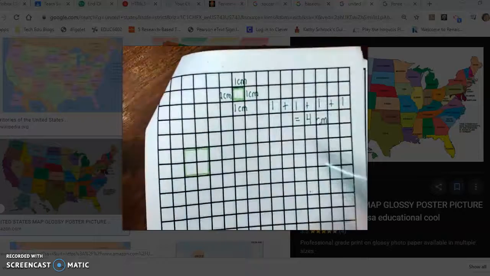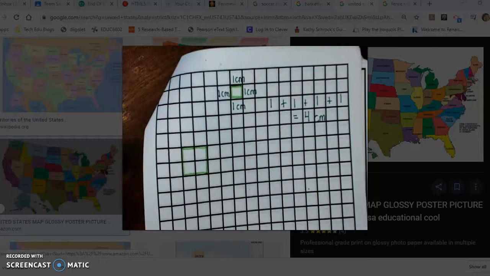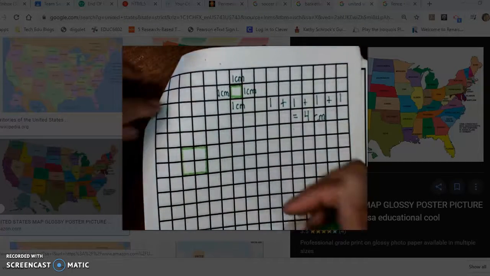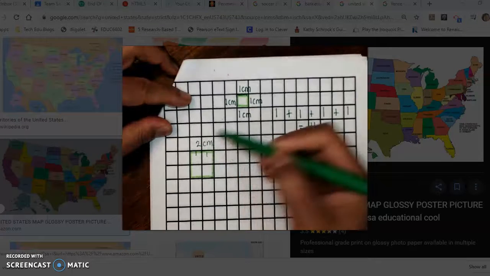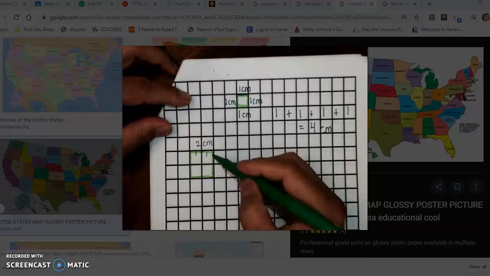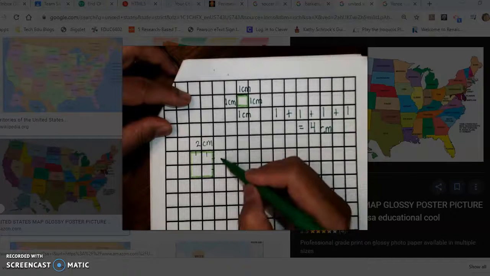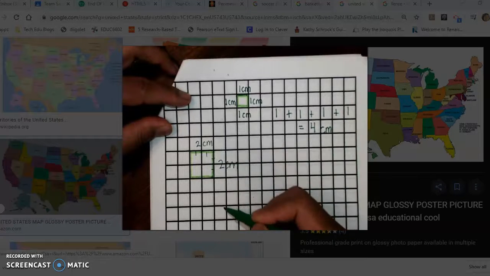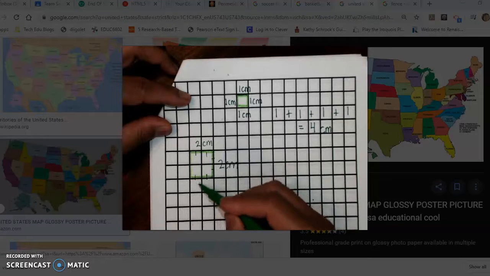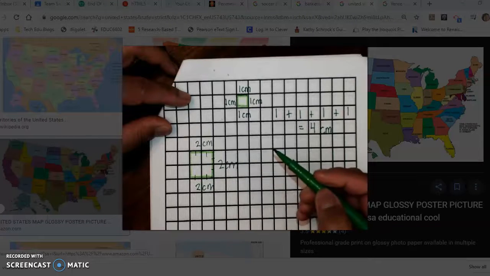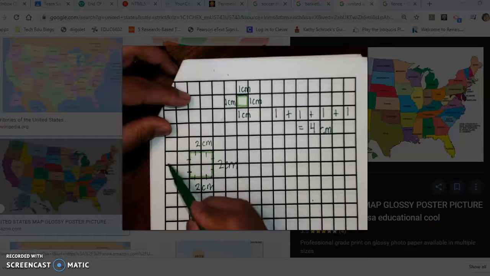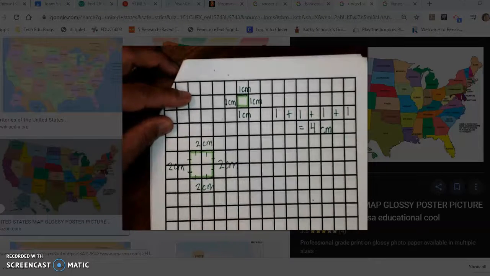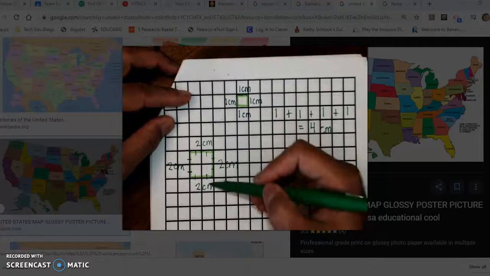So now my measurement is no longer 1 by 1 by 1 by 1. We have the top part that measures 2 squares long, so that's 2 centimeters. We have the side that measures 2 squares long, so that's 2 centimeters. The bottom measures only 2 squares, so it's another 2 centimeters. And then the side measures out to be 2 squares long, so it's 2 centimeters. And again, to find the perimeter, you have to add all of the sides up.